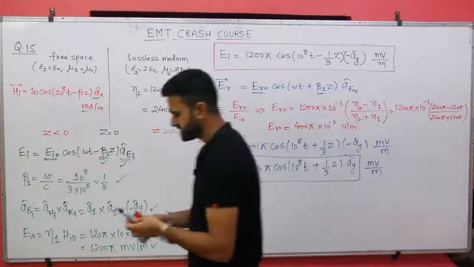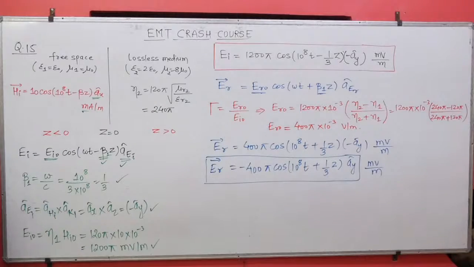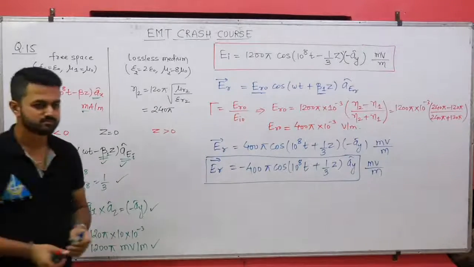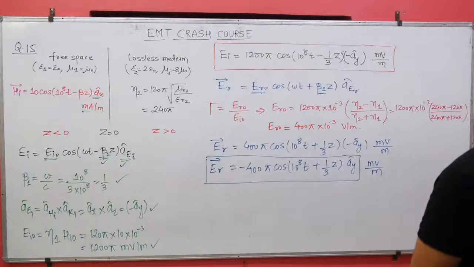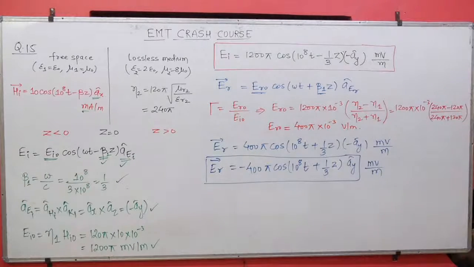Now you can see this. According to the option, the correct answer would be option C, because in option C we have minus 400 pi. Now we want to calculate the transmitted electric field.